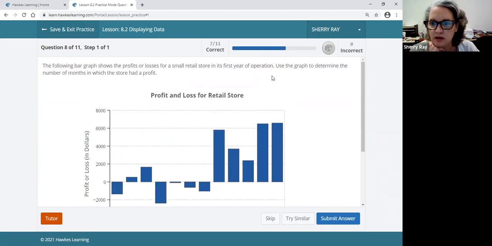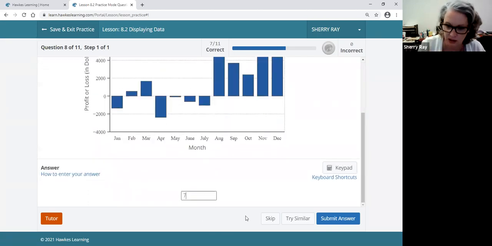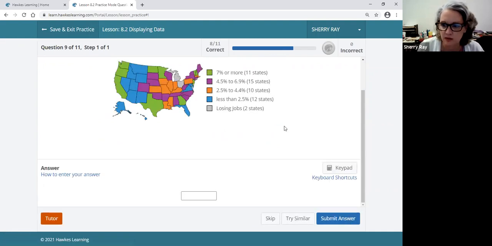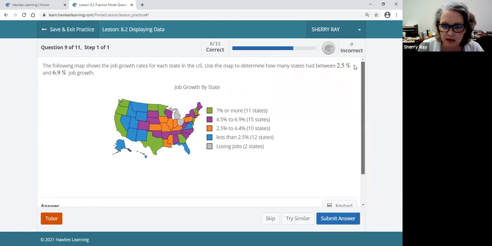On this one, use the graph to determine the number of months in which the store had a profit. So it looks like above the line, 1, 2, 3, 4, 5, 6, 7 months. And on this one, we have a graph of the United States. How many states had between 2.5% and 6.9% job growth? 2.5 and 6.9, that would be 10 plus 15, which would be 25 states.